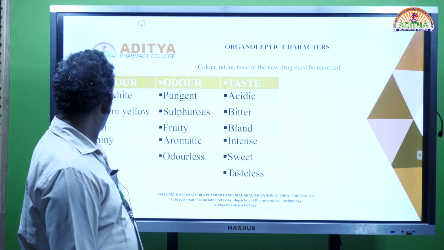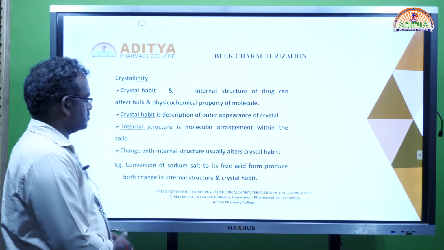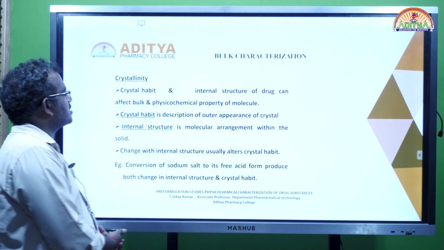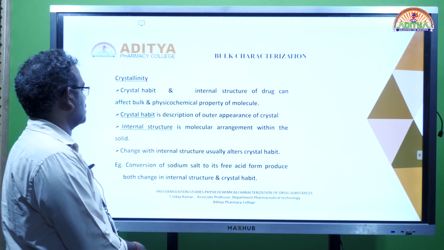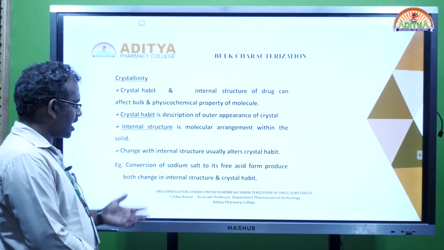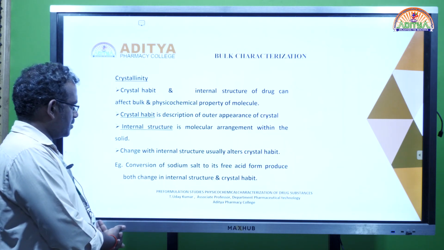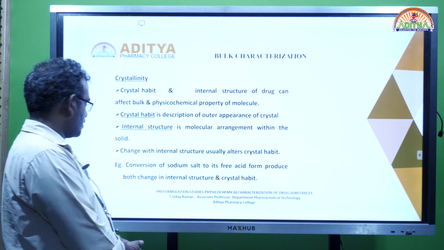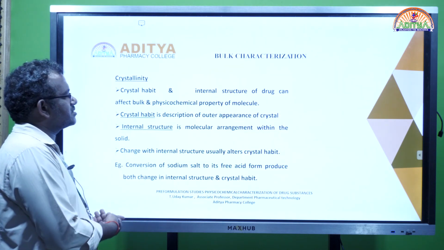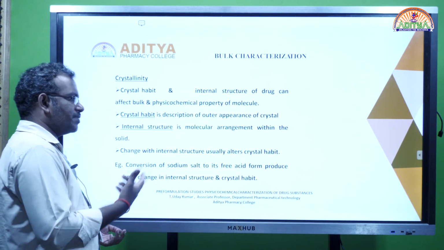Next comes bulk characterization. First one is crystallinity. What is meant by crystallinity? It is based on the internal structure. Crystal habit and internal structure of a drug can affect the bulk and physicochemical properties of the molecule. What is meant by crystal habit? Crystal habit is the description of the outer appearance of a crystal.